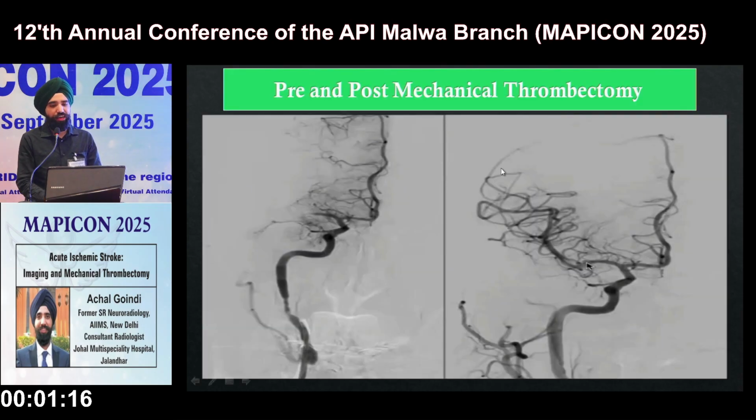There would have been a large infarct in the MCA territory with disability for life, but with suitable therapy and mechanical thrombectomy, we were able to recanalize the whole thing, and the patient improved on table and walked out of the hospital with no deficits whatsoever.